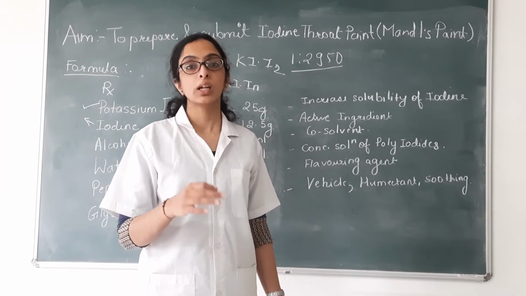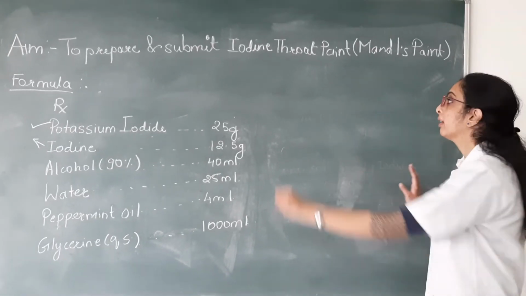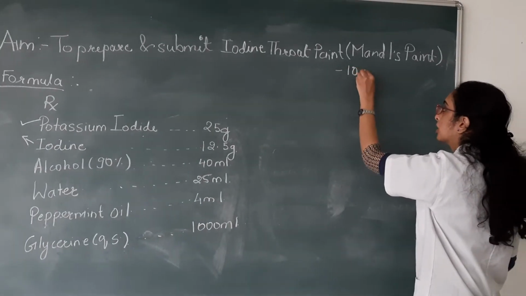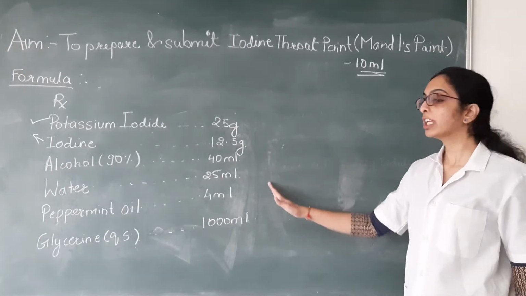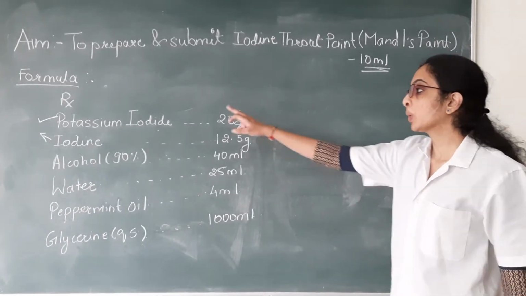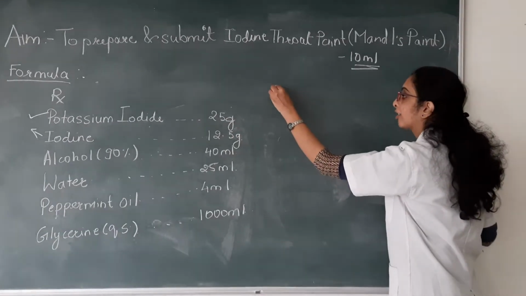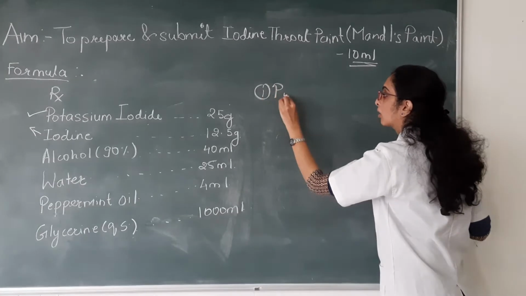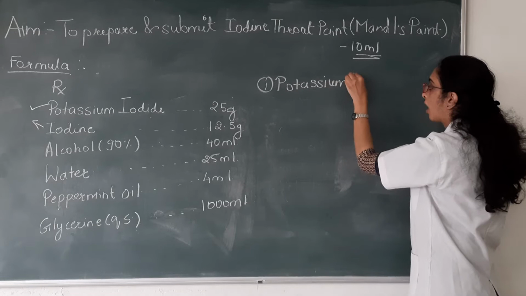Now we will see the procedure. We have to prepare 10 ml of the preparation. So we will calculate the ingredients as per 10 ml. Suppose you want to calculate it for potassium iodide. I will write here potassium iodide.